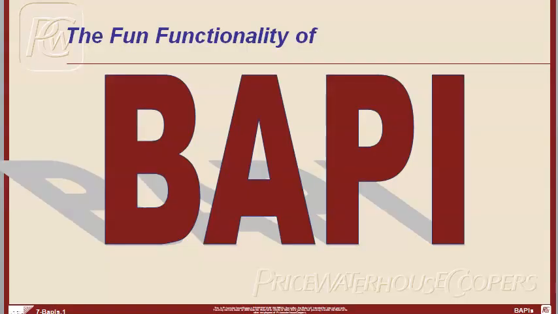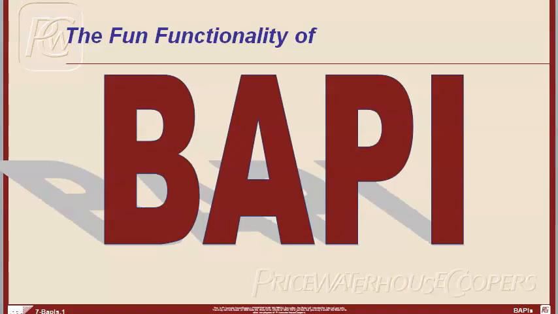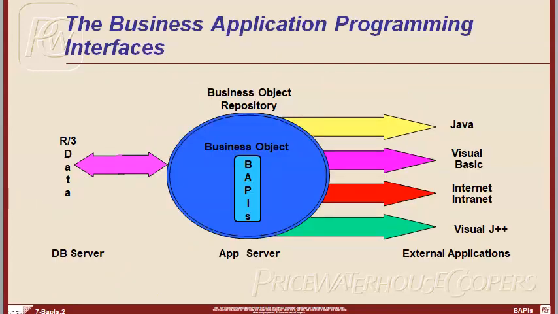BAPI stands for Business Application Programming Interface, and with it we can exchange data between SAP systems and non-SAP systems. On the SAP system, we have R/3 data. R/3 means real-time 3-tier, so that is SAP data. The other side is non-SAP systems like Java, Visual Basic, Internet, Visual J++. Between these two systems, business objects will be in between.